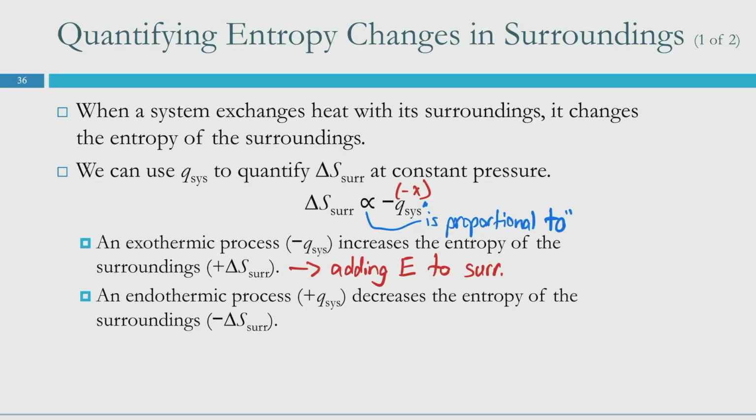Whereas an endothermic process is going to be removing energy from surroundings, or putting energy into our system, or storing energy into the system, concentrating energy into the system. That's the opposite of dispersing energy. We're focusing our energy. And so we're going to have a decrease in entropy.